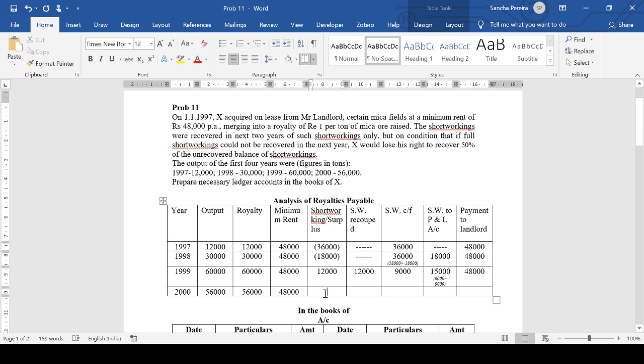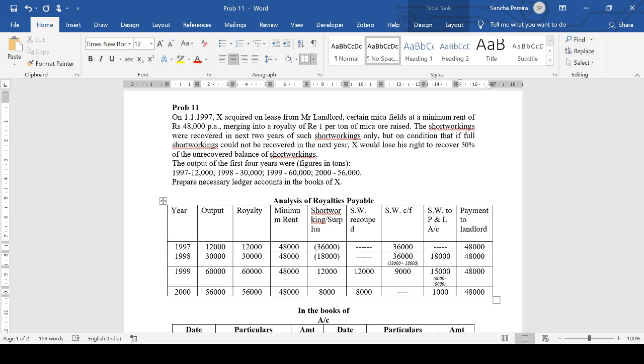And in the last year, we have a surplus of 8,000. Right now we have carried forward 9,000, so we can recover at the most 8,000. Nothing can be carried forward, because this 9,000 is of this year, so you can recover it at the most in the next 2 years. So it doesn't make sense carrying it forward. Out of 9,000, we were able to recover 8,000, so 1,000 goes to the P&L account. And the payment to the landlord will again be 48,000.